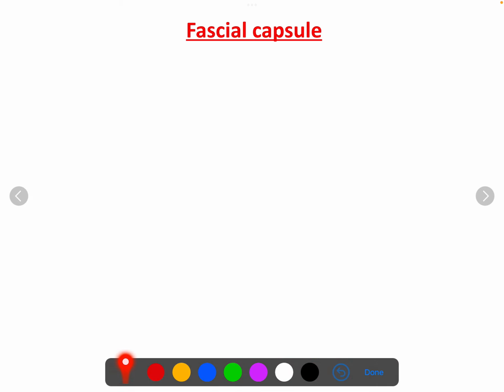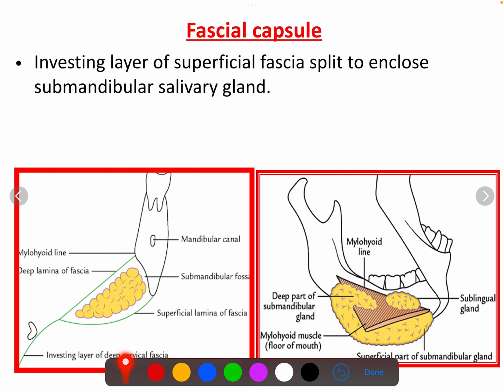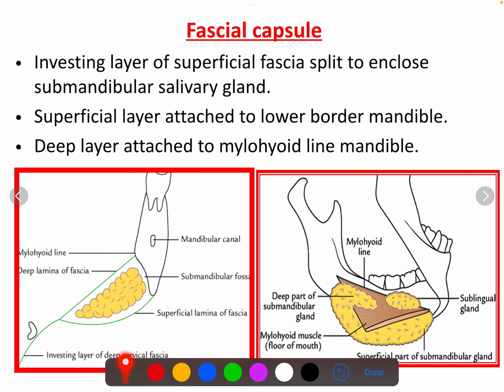The next one, the fascial capsule or coverings. The investing layer of deep cervical fascia splits to enclose the submandibular salivary gland. The investing layer of deep cervical fascia has two laminae, the superficial lamina and the deep lamina. The superficial lamina is attached to the base of the mandible and the deep lamina is attached to the mylohyoid line. That's all about the coverings or the capsule of the submandibular salivary gland.